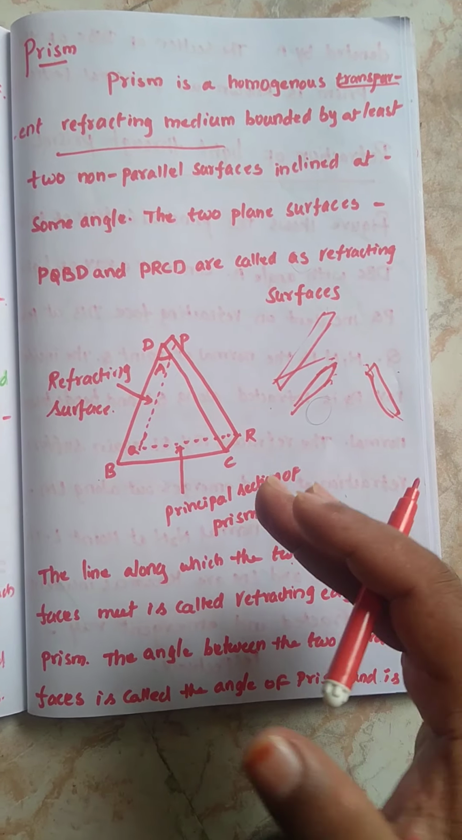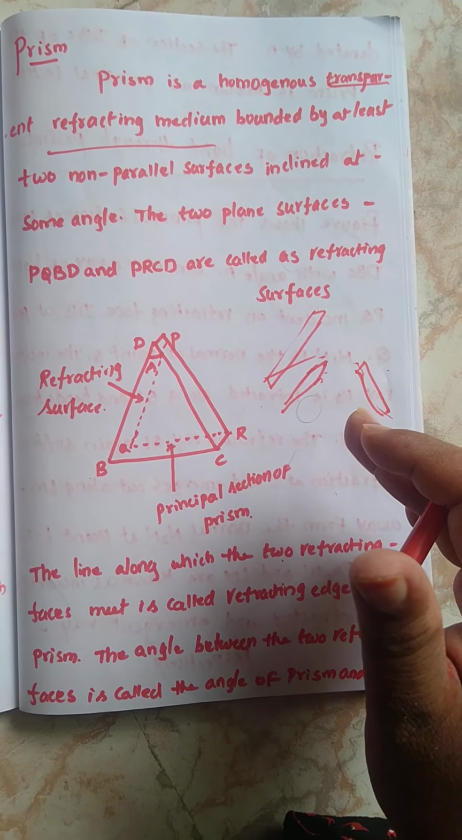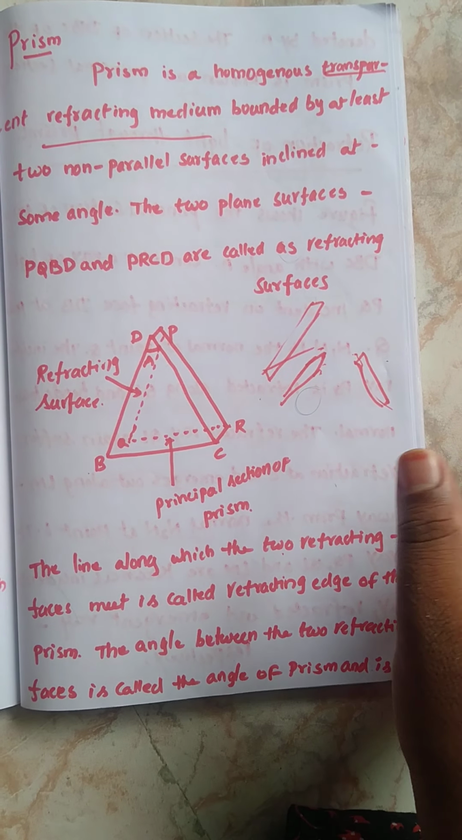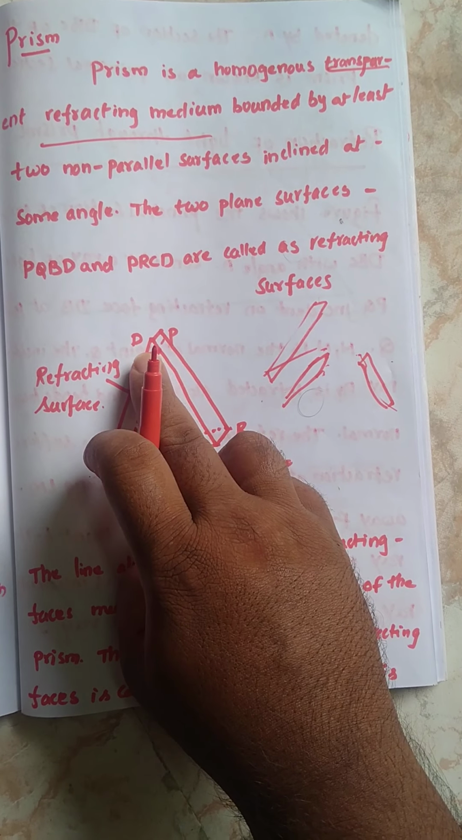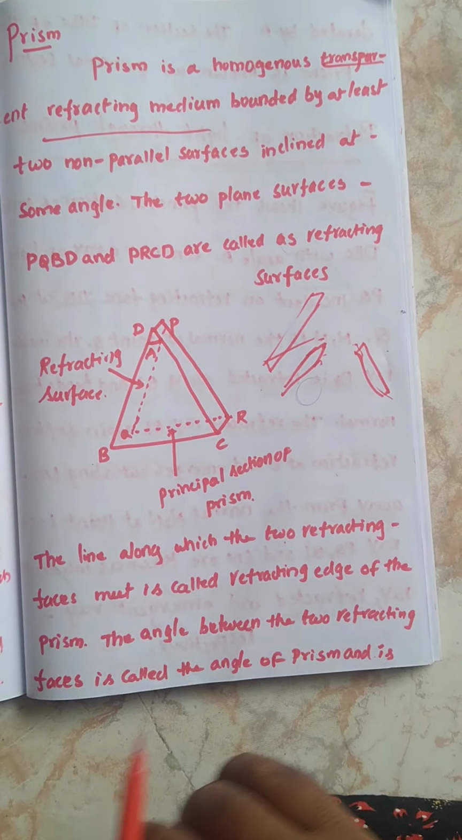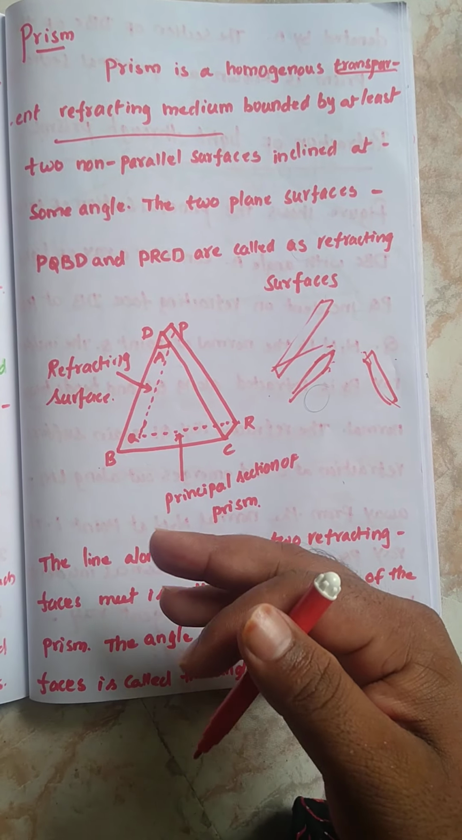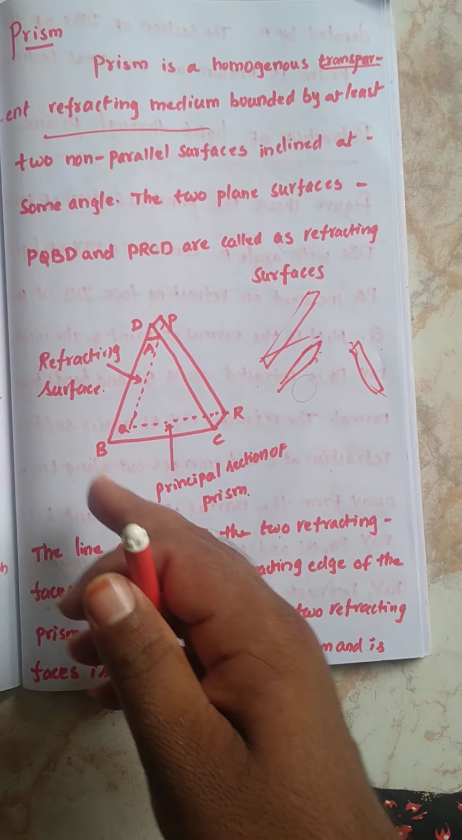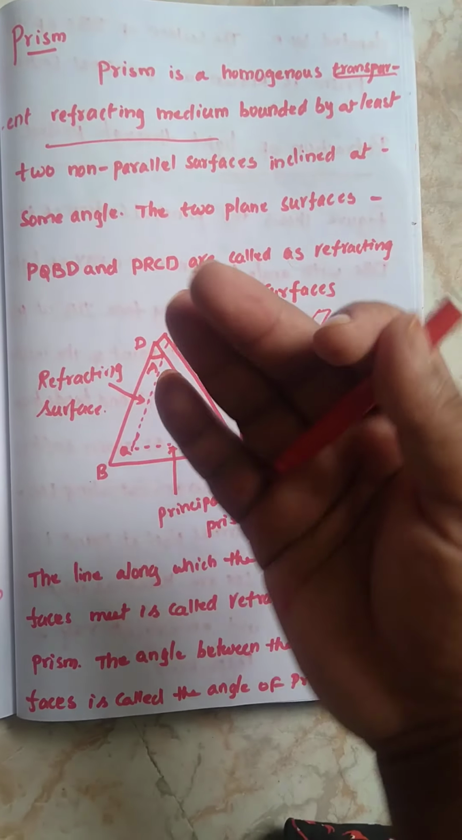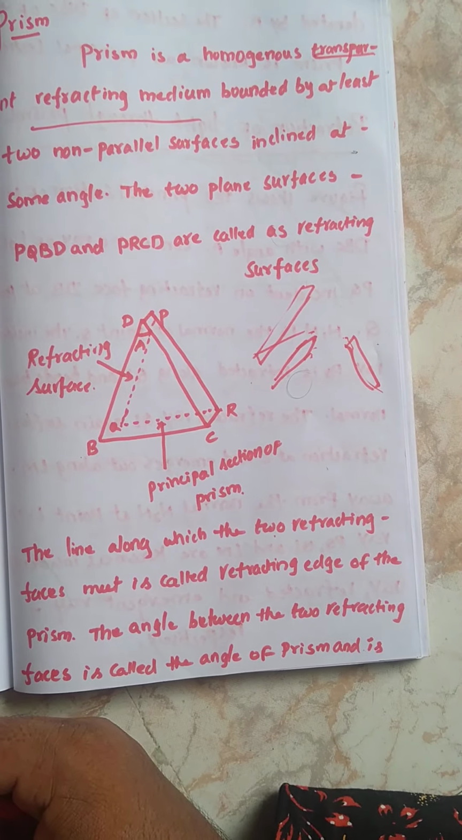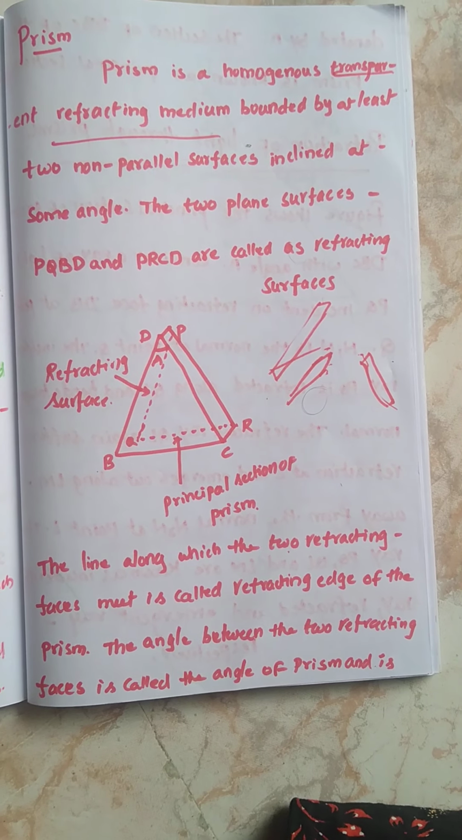So how do we define a prism? A prism is a homogeneous transparent refracting medium bounded by at least two plane surfaces inclined at some angle. See, it makes some angle. We call it A. It is known as the angle of prism. Already I told before, a prism contains 5 surfaces, dear students: 1, 2, the back side 3, front side 4, down side 5. Already in the last lecture I showed you.